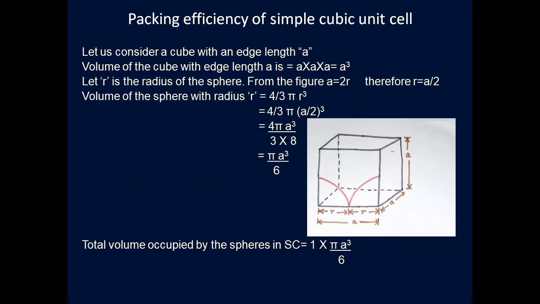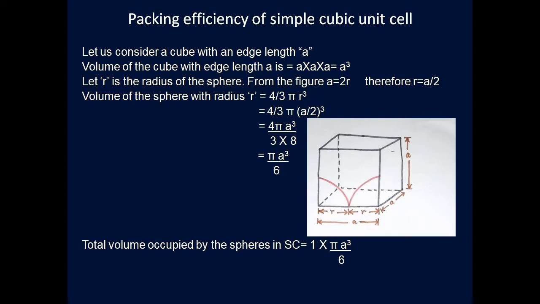Let us consider a cube with an edge length a, as shown in this diagram. The volume of the cube with edge length a is a times a times a, we get a cube. Let r be the radius of the sphere. You see that in the corner there are 2 atoms. For our convenience, I indicated only 2 atoms alone. So the edge length a is equal to 2r, that is r is equal to a by 2. Now we substitute in the volume of sphere. We know the formula 4 by 3 pi r cube. Now we put the r value a by 2 here. We get the volume of sphere is pi a cube by 6.